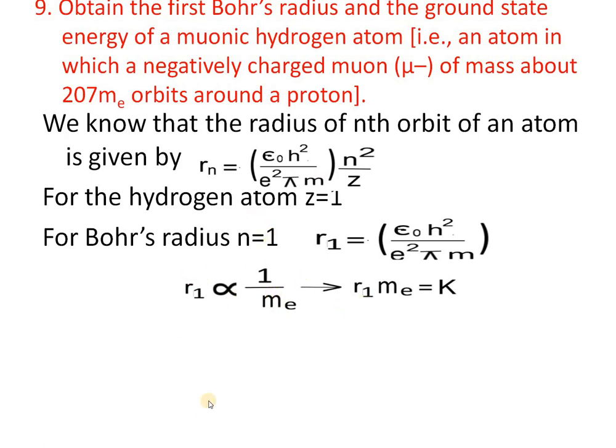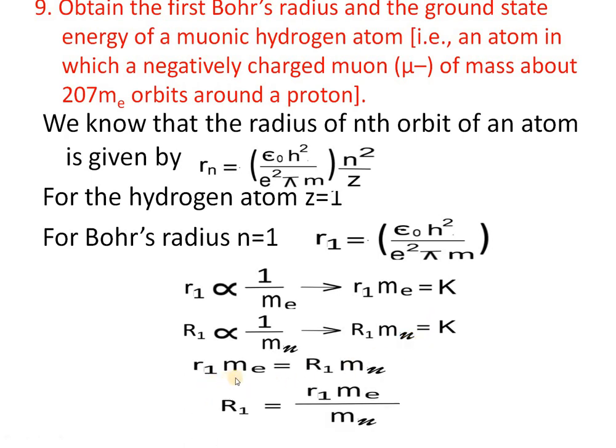Now, we can write R1 equal to K by me. If you cross multiply, you will get R1 into me equal to K. Similarly, if you apply the same formula for the radius of the muonic hydrogen atom, R1 proportional to 1 by the mass of that charged muon, which gives R1 prime into m mu equal to K. If we equate these two equations, we get R1 into me, where me is the mass of the electron, equal to R1 prime into m mu, where m mu is the mass of the muonic negatively charged particle.